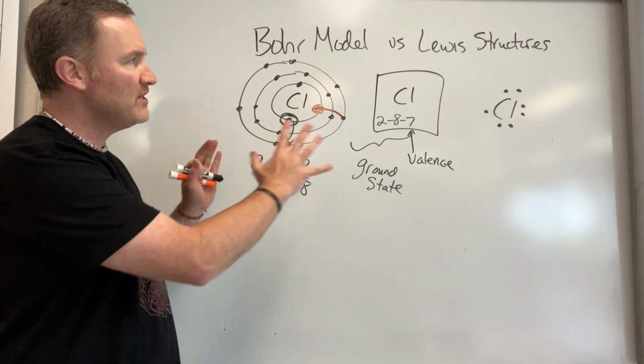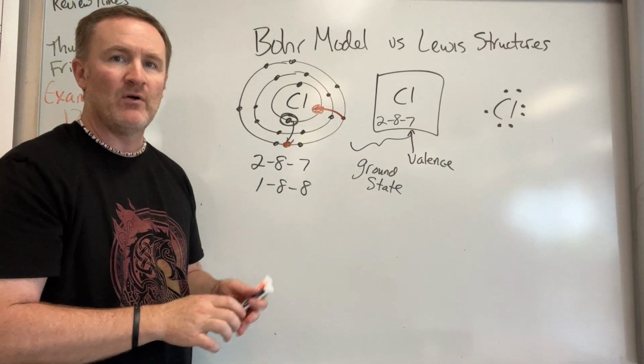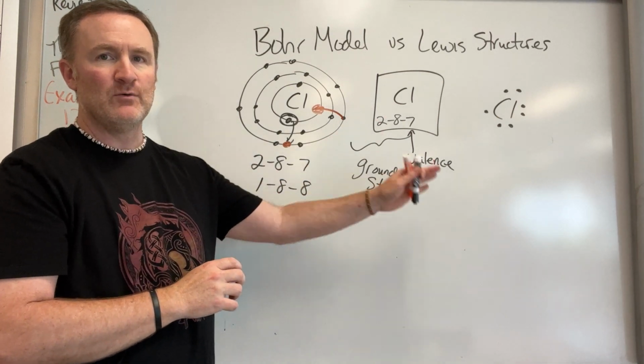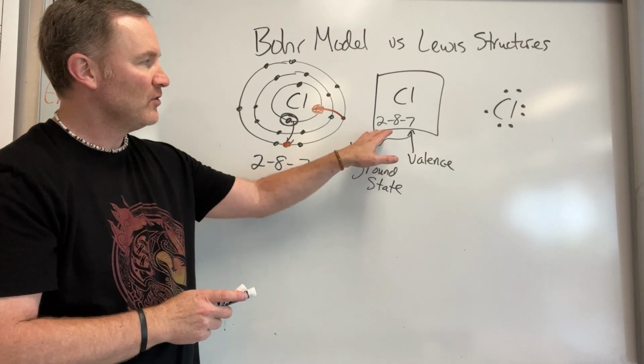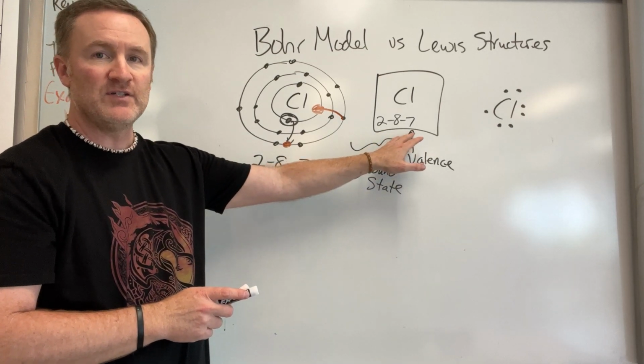So hopefully this makes sense and you understand a little bit more about the difference between a Bohr model and the Lewis structure. Again, the thing to remember is that Bohr needs more, all right? So you're going to use every single number that you see in that configuration.